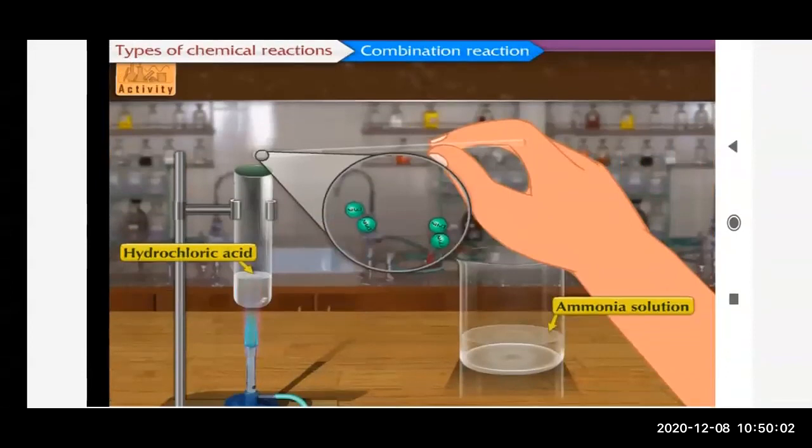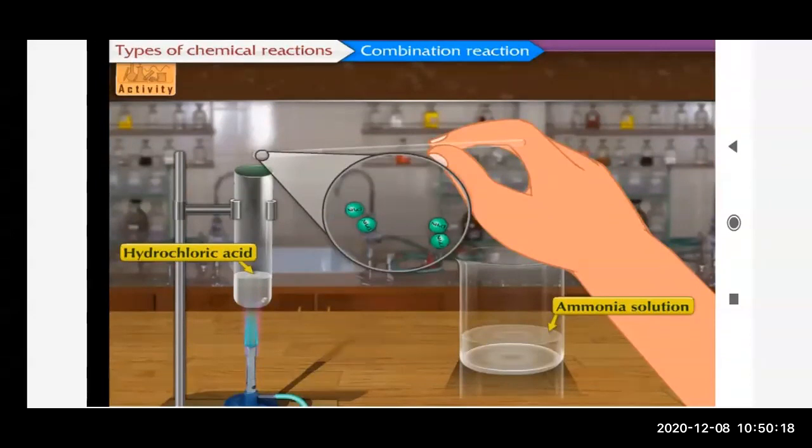The ammonia gas and hydrogen chloride gas react to form the salt ammonium chloride in the gaseous state first. But immediately, due to a condensation process at room temperature, it is transformed into the solid state.